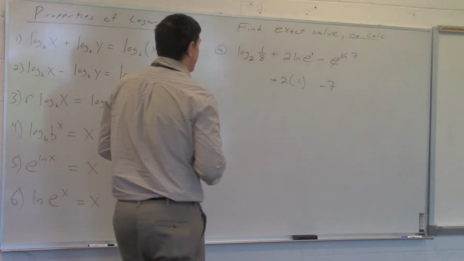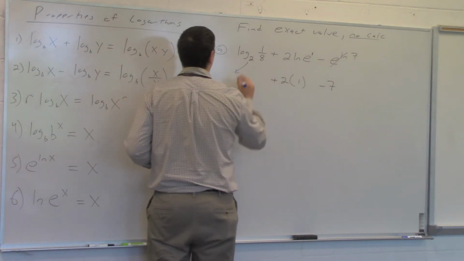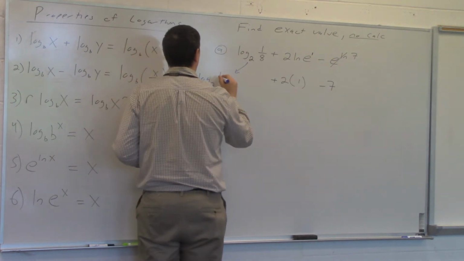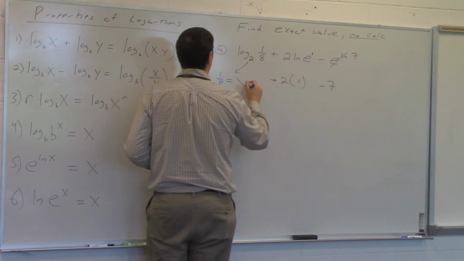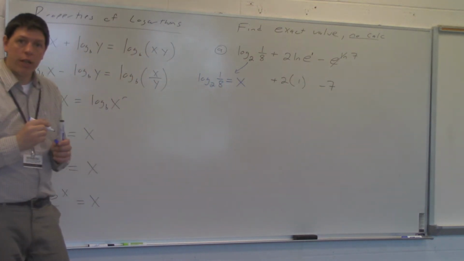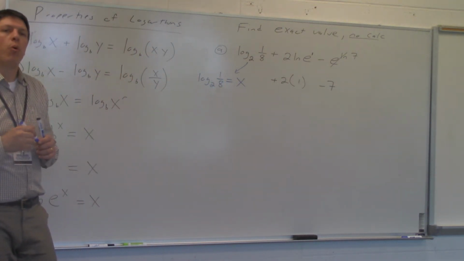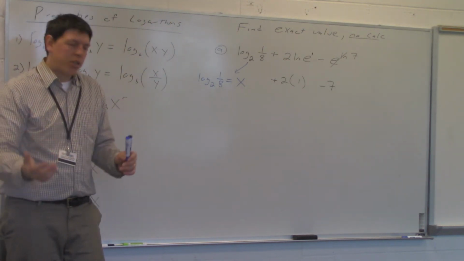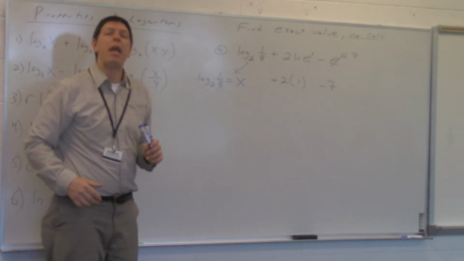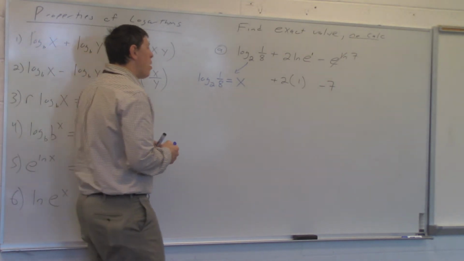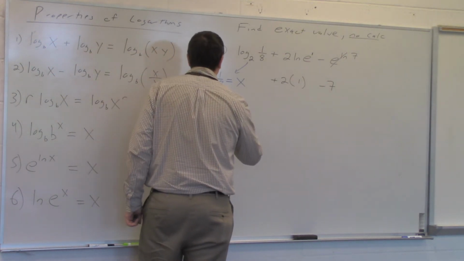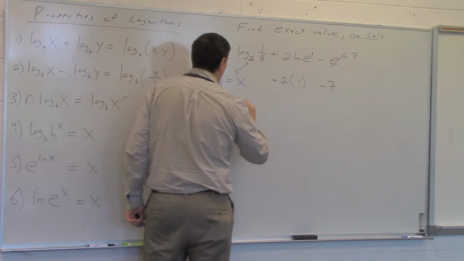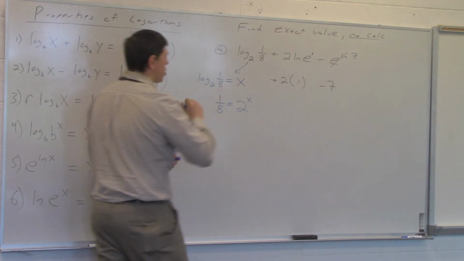Remember, let's do this off to the side. What we probably want to do is say, okay, log base 2 of 1/8 is equal to x. We don't know what it is, so we're going to set it to a variable. Our mantra, logarithm is an exponent. X is the exponent, 2 is the base. So, if I was to rewrite this using my mantra, 1/8 is base 2, x exponent.